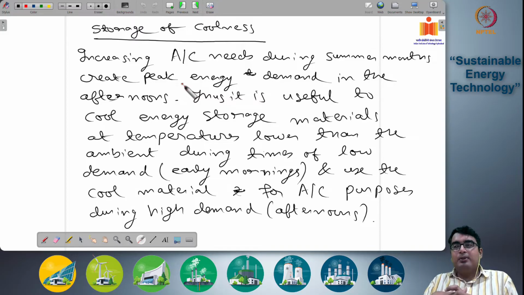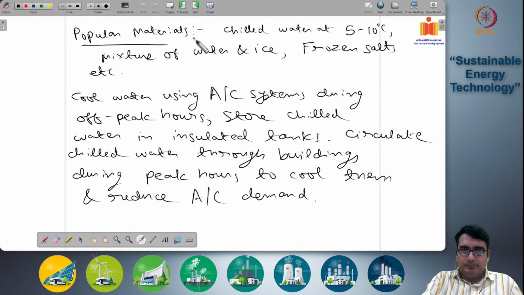So for this aspect, it would be very convenient if we could store materials at a temperature lower than the ambient during periods of low demand, that is late nights or early mornings, and use this cold material to supply some of the cooling needs during the periods of peak demand. So this is what the storage of coolness seeks to achieve.